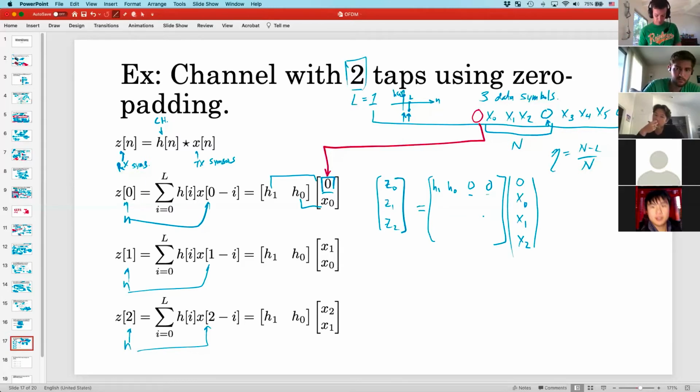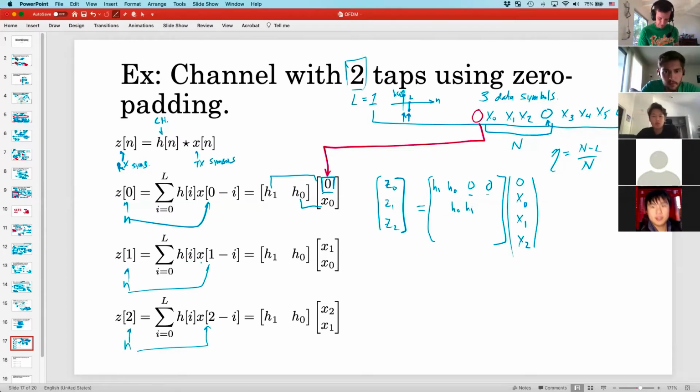Would H0 on the second row go below the first row's H0, and then H1 would go on the third one? No. Yeah. So H0 would go on row 2, column 2, and H1 would go on row 2, column 3. Okay. So let's make sure I got that right.